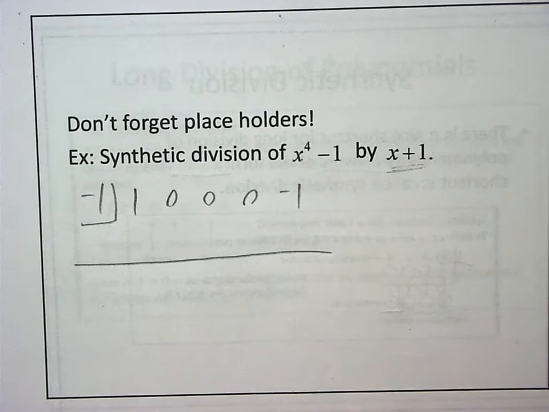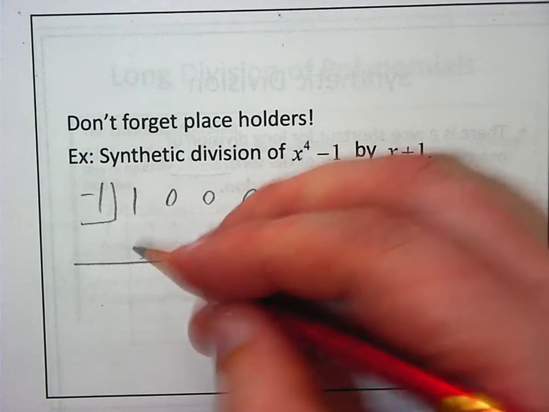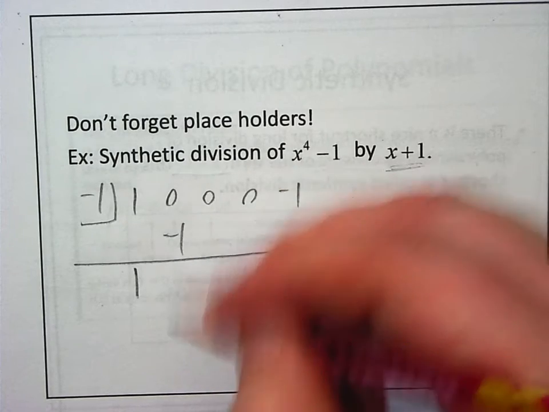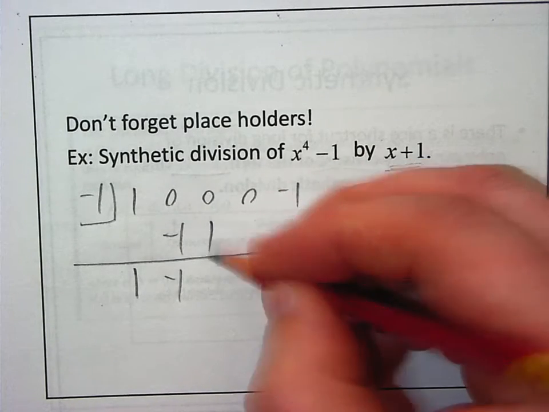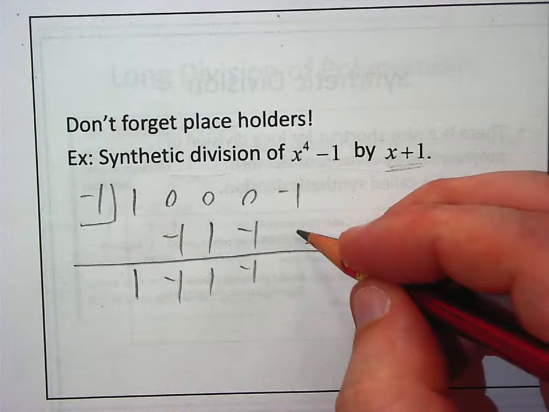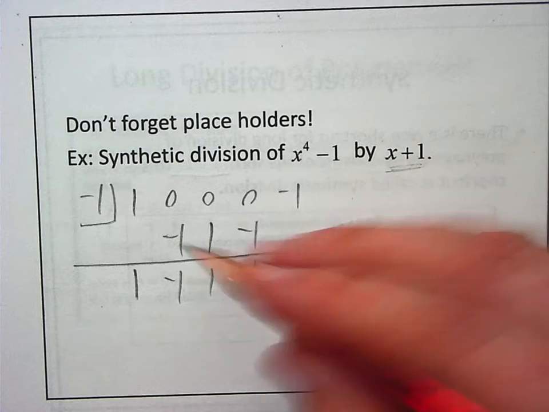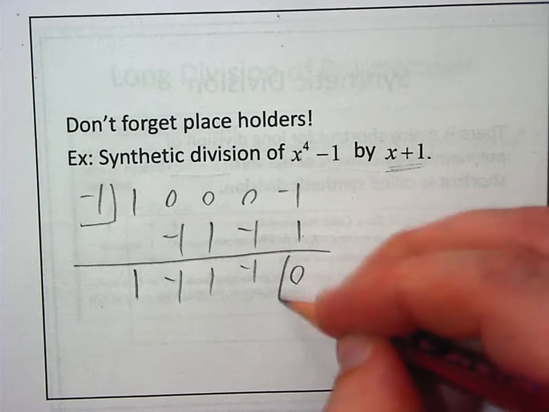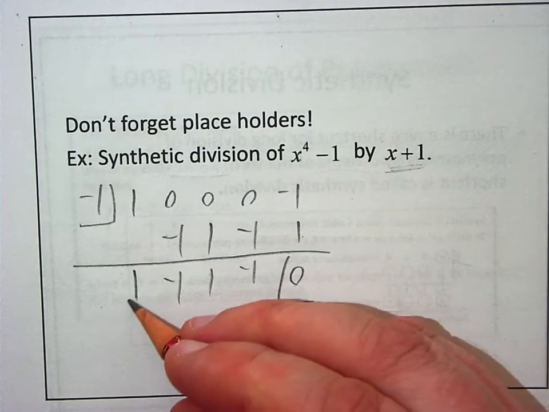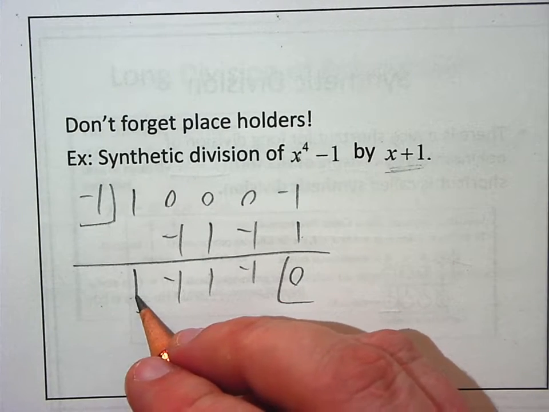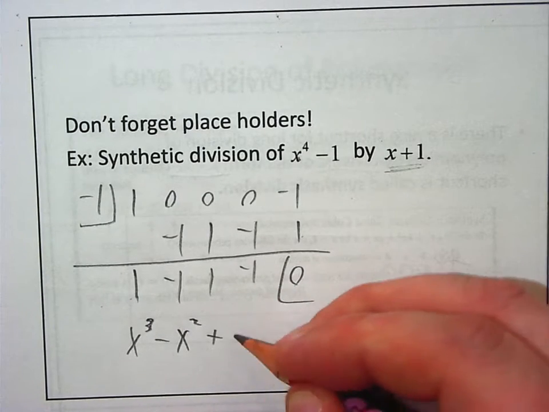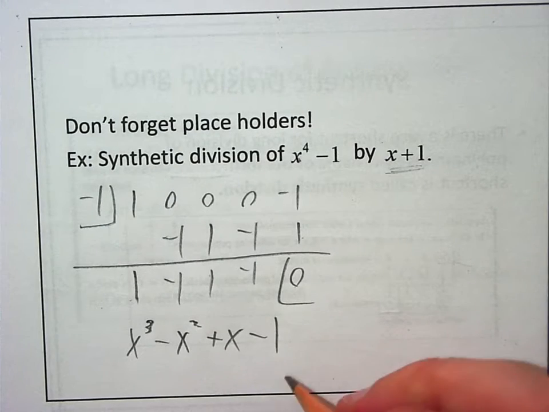Okay? What goes down here? Diagonally. Add again. Diagonally, add. Missed a couple negatives in there, Paul. Negative times negative will give you 1. Remainder 0. So, because it was x to the 4th, this will be what? X to the 3rd minus x squared plus x minus 1.